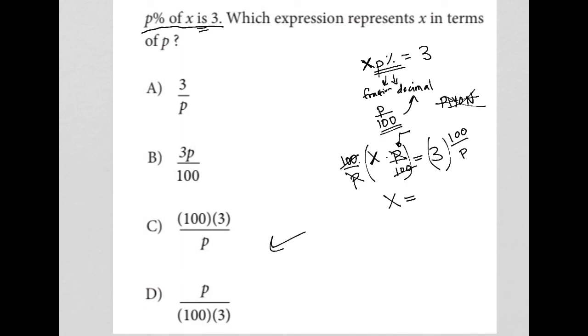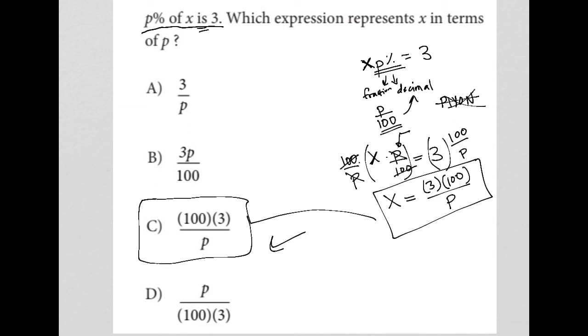looking at my answer choices, I still see that 100 and 3 are separate. So I could say, well, this is 3 times 100, right, all over p. So there's my answer. X equals 3 times 100 over p, which is choice C, right? This is the answer, right? My 3 and 100 are flip-flopped, but that does not matter at all. So, it's basically the exact same answer that I got here.